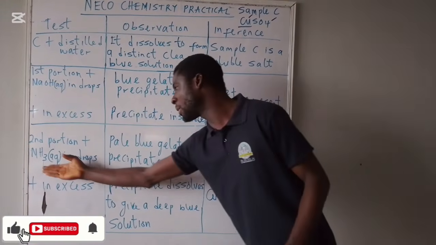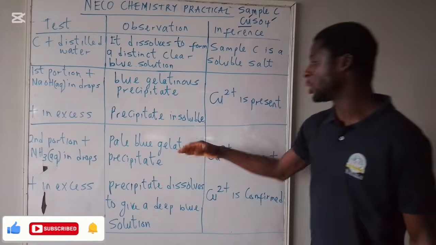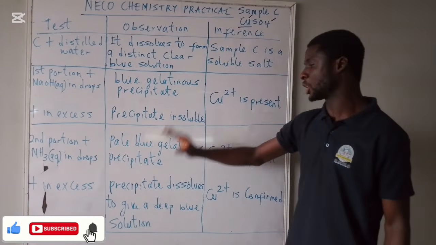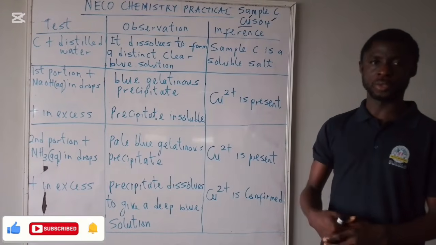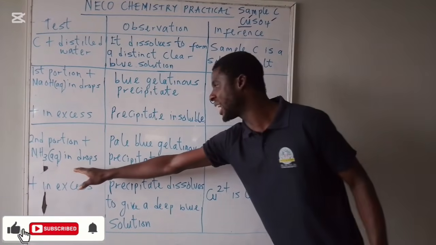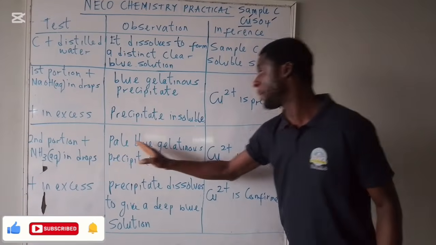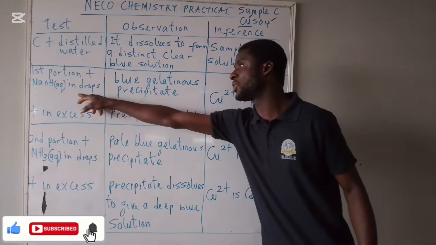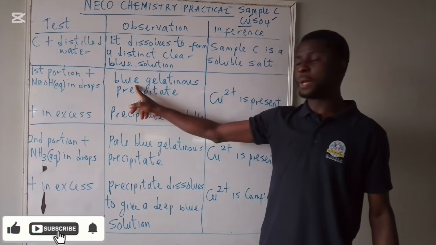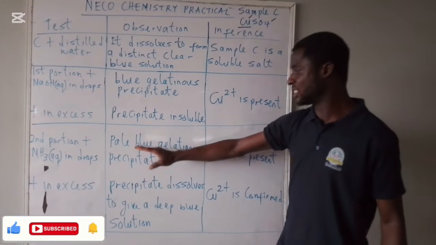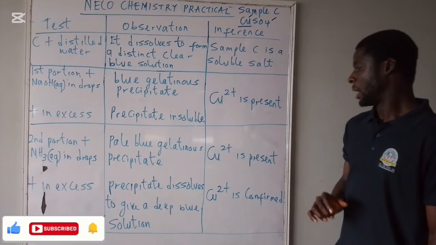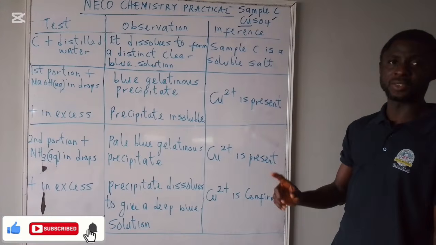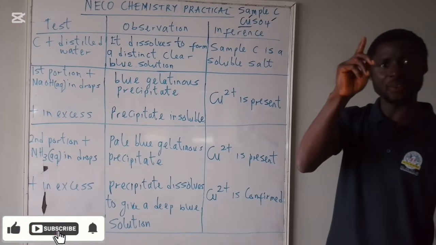So if we add sodium hydroxide in drops, what we are going to see is a plain blue gelatinous precipitate. It's still copper that has this observation. But when we add ammonia in drops, it will be pale blue, whereas with sodium hydroxide in drops it's only blue. So that's the only difference. But it's still blue, so it's a pale blue gelatinous precipitate. Now, what is present? Copper. Don't forget, it's only copper that has blue coloration.